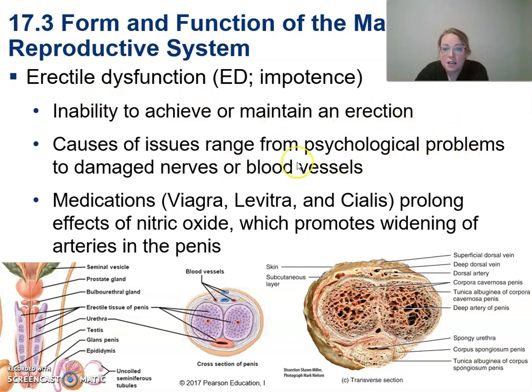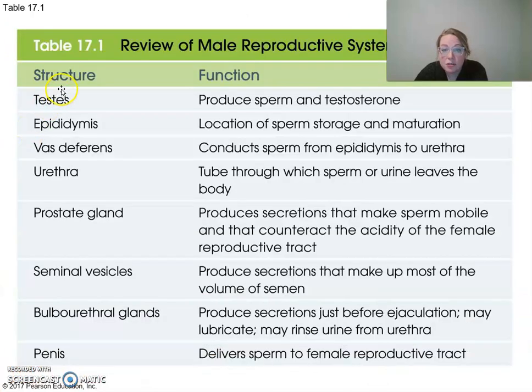So it could be psychological, it could be the nerves leading in, or it could be the blood vessels that are damaged. So the medications that males take for this increase the effects of nitric oxide, allowing the arteries to dilate more easily. And yeah, so that looks like a fly's eye. That's a cadaver one I threw in to show you since we talked about it last time. So here's a summary slide showing the male structure and their function.